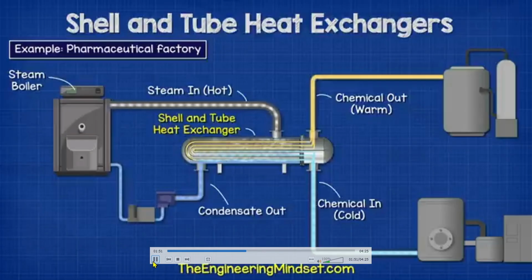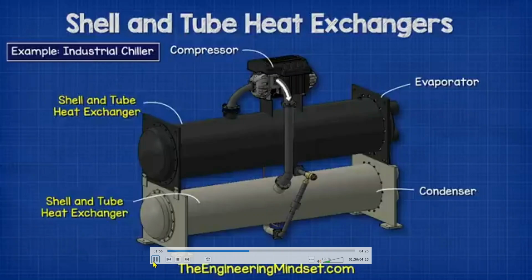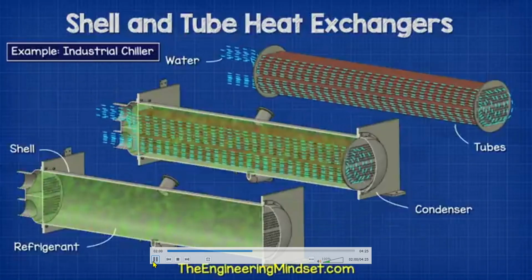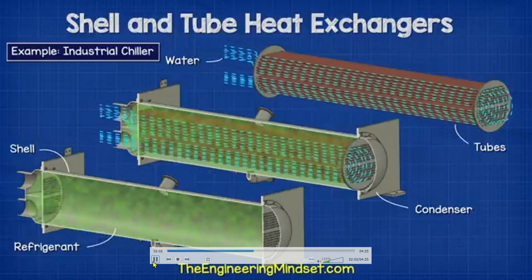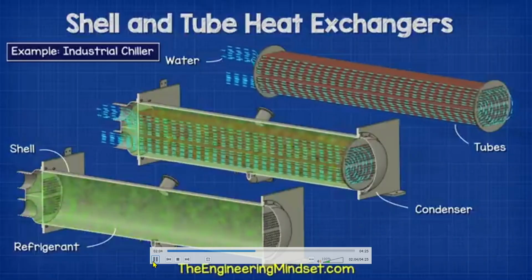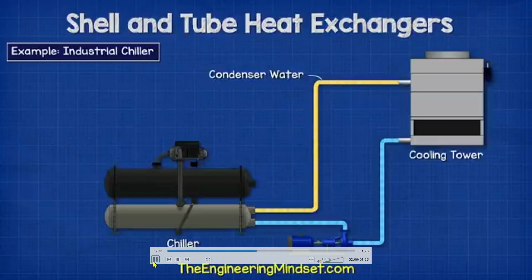Additionally, these are used in refrigeration applications, like this industrial chiller. We have the water flowing through the tubes and the hot refrigerant in the shell. The water will absorb the heat of the refrigerant so that it can transport this to the cooling tower where it will be injected into the atmosphere. The water returns cooler to pick up more unwanted thermal energy from the chiller.